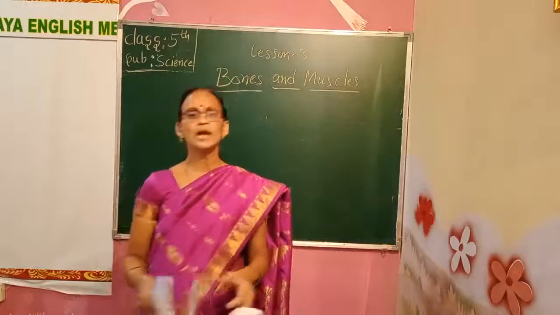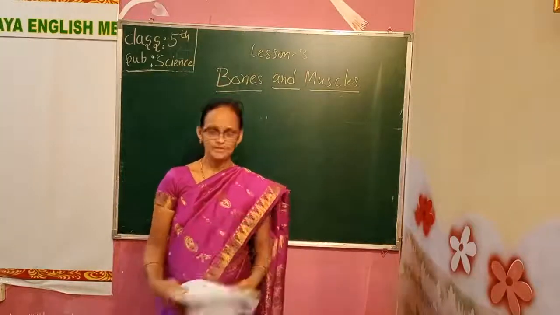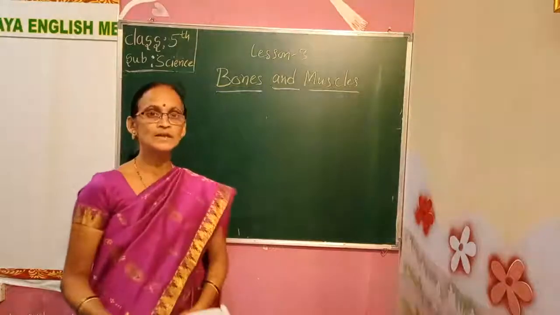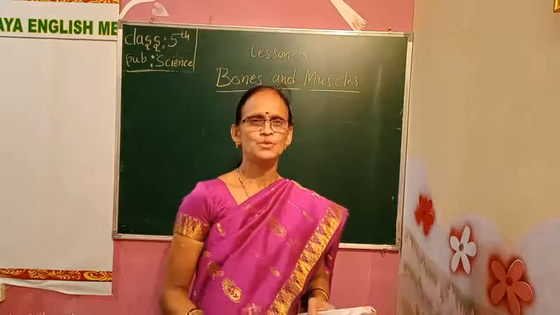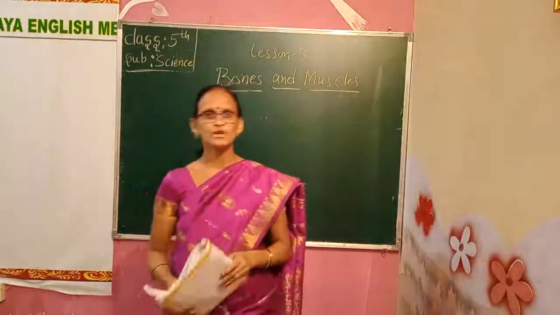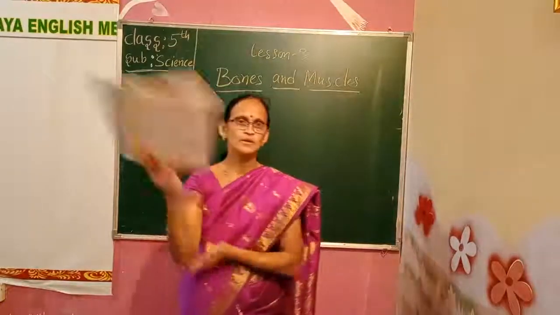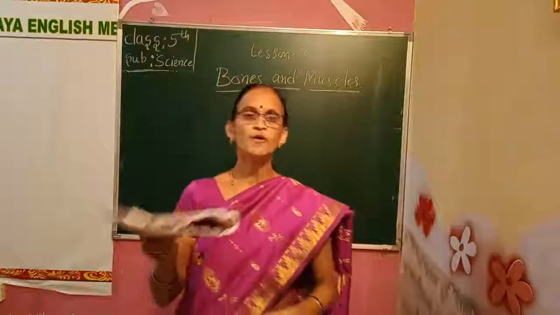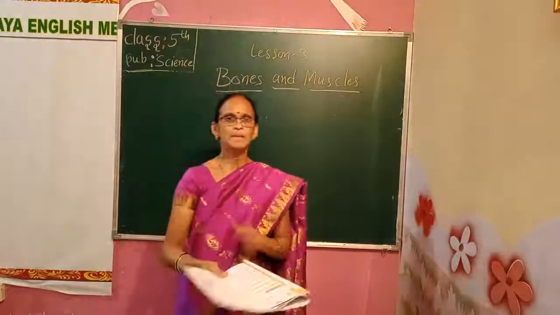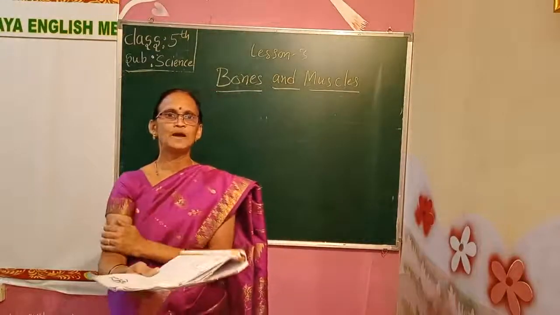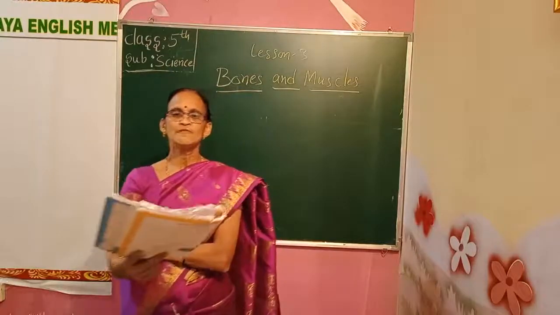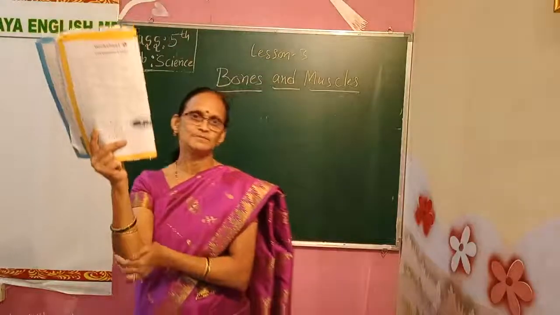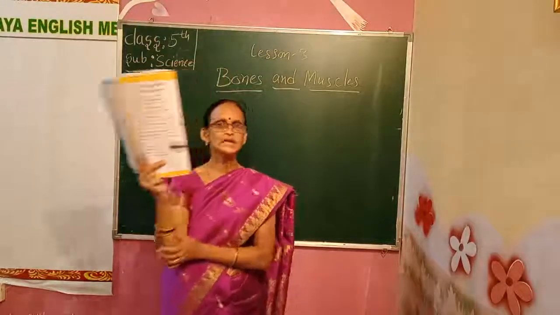Now today I will take your science class with the lesson Bones and Muscles. What is the name of the heading of the lesson? Bones and Muscles. What are bones? Here you can see in your body there are so many bones. Your body is made up of bones and muscles. Muscle is a fleshy type, and bones are hard. Bones are hard and muscles are soft.